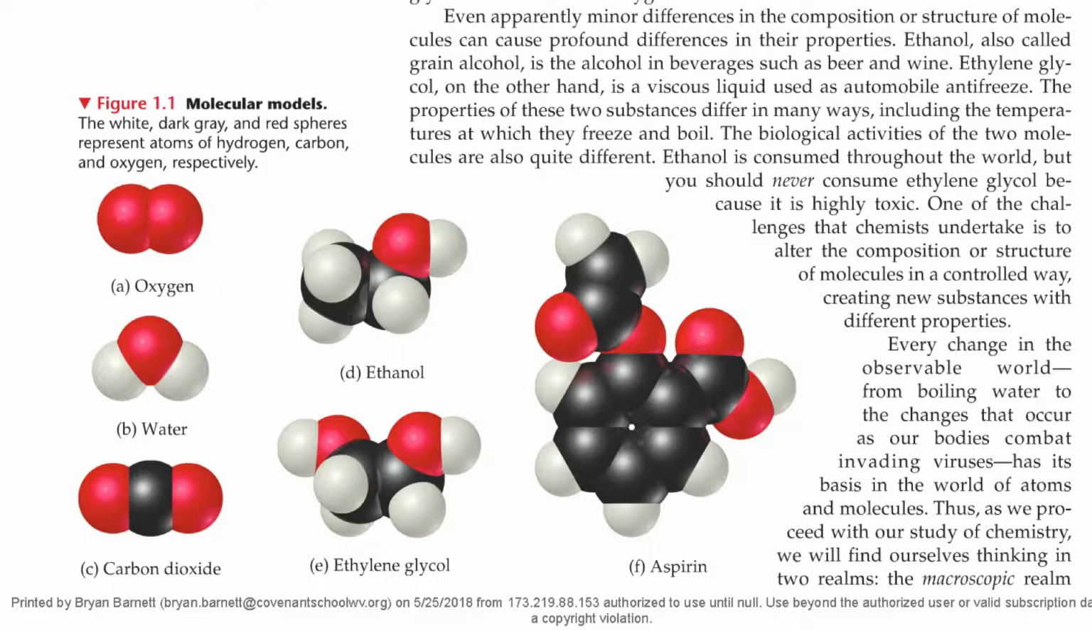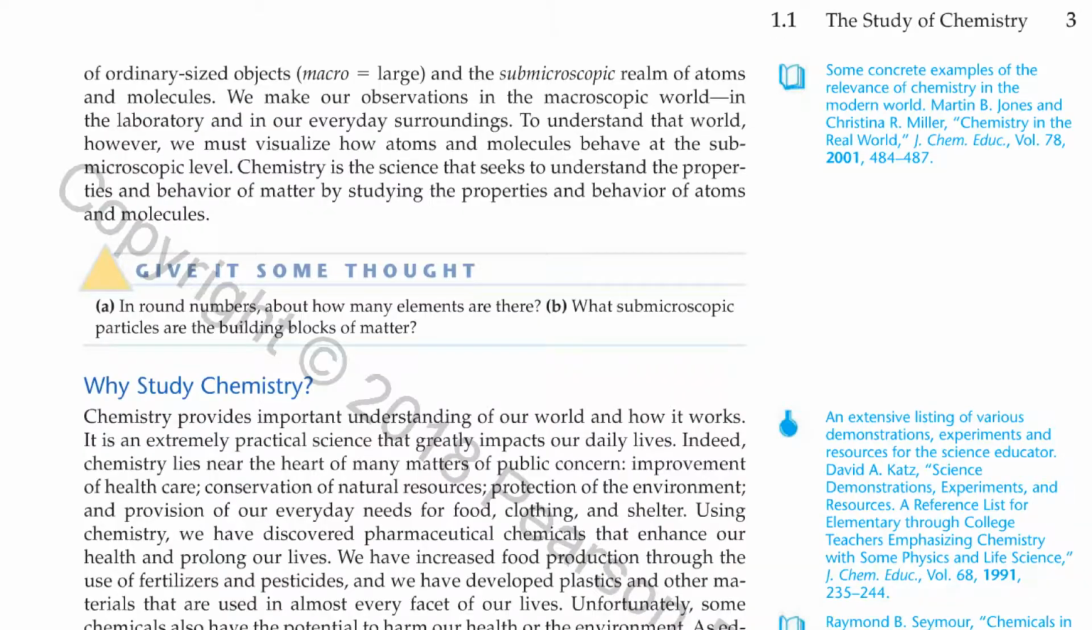One of the challenges that chemists undertake is to alter the composition or structure of molecules in a controlled way, creating new substances with different properties. Every change in the observable world, from boiling water to the changes that occur as our body combats invading viruses, has its basis in the world of atoms and molecules. Thus, as we proceed through the study of chemistry, we'll find ourselves thinking in two realms: the macroscopic realm of ordinary-sized objects, macro meaning large, and the submicroscopic realm of atoms and molecules.